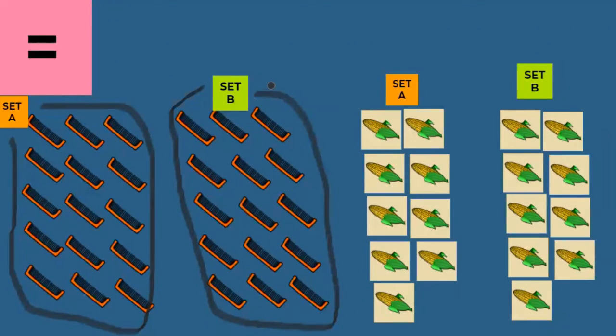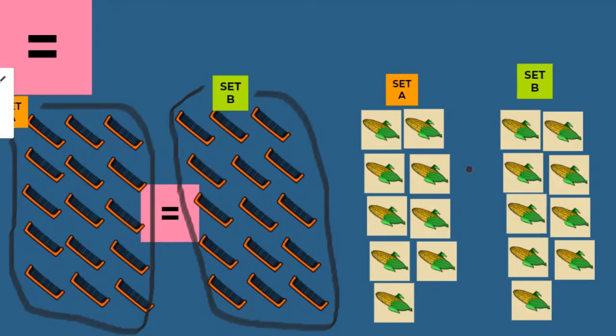Therefore, the sign that we're going to be placing is the equal sign, because we use the equal sign when the sets have the same amount. 15 is the same as 15. 15 is equal to 15. Let's look at the other one.